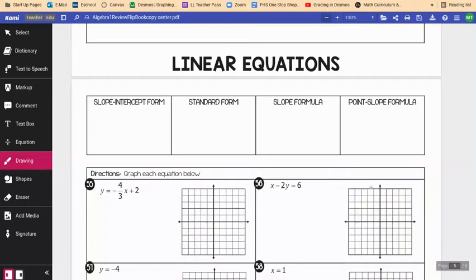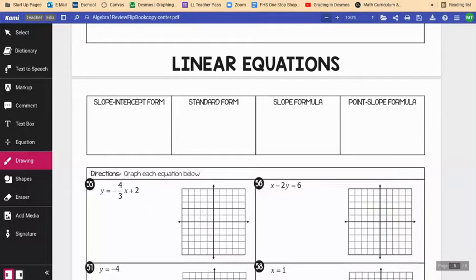All right, today we're going to talk about linear equations: standard form, slope-intercept, point-slope formula, and the slope formula. So really, can we identify which one to use and be able to graph that equation? Okay, so up here at the top, linear equations. The first thing we're going to talk about is what standard form looks like.